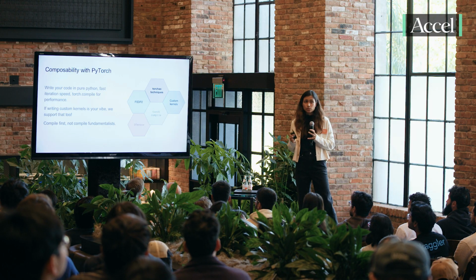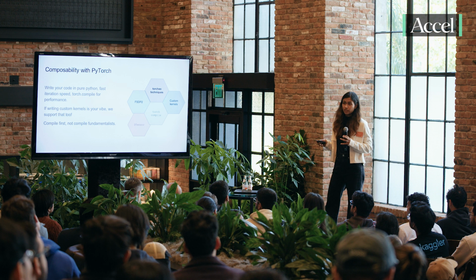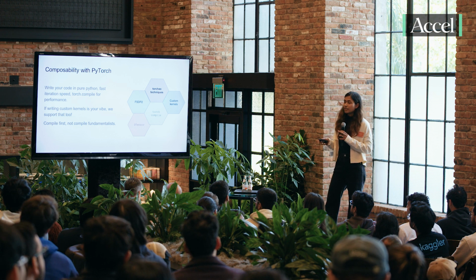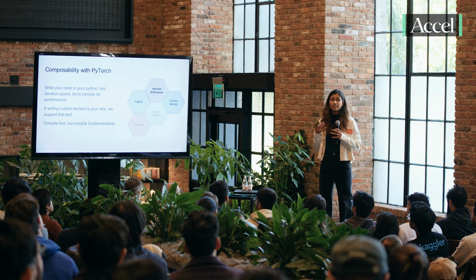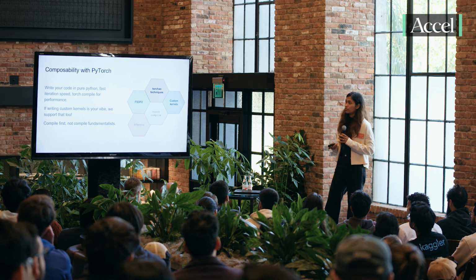In TorchAO, you can write your code in pure Python, and that gives you really fast development speed, and you can take advantage of torch.compile to generate fast, performant kernels. And you also get the composability support that you see in this diagram. In some cases, the compiler might not be performant enough. So we also provide ways for you to build, package, and ship custom Triton or CUDA kernels along with the library. So we think of ourselves as compile first, not compile fundamentalists. What this means is that we build a tight feedback loop between TorchAO and the compiler, and we use TorchAO as a way to improve the performance of the compiler over time.